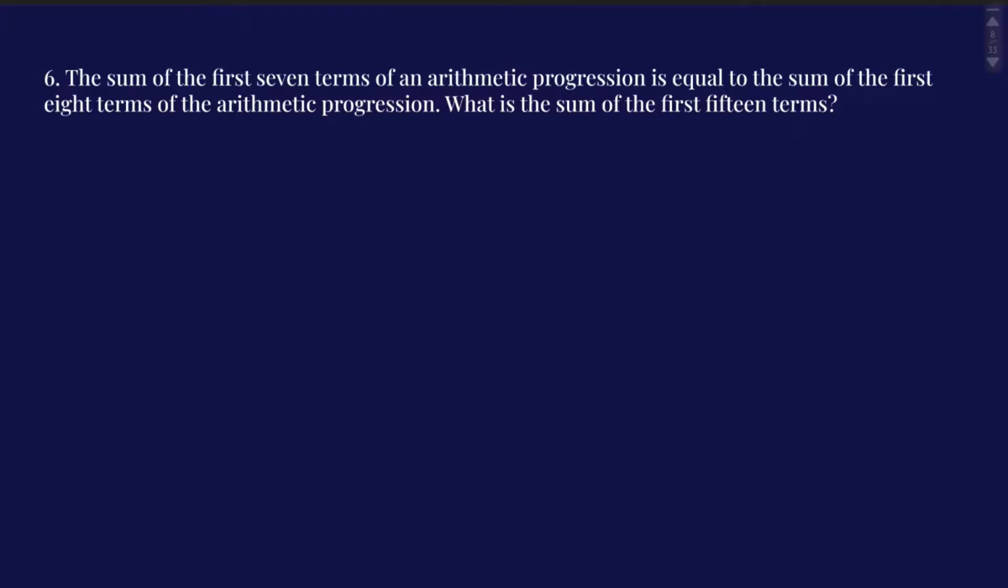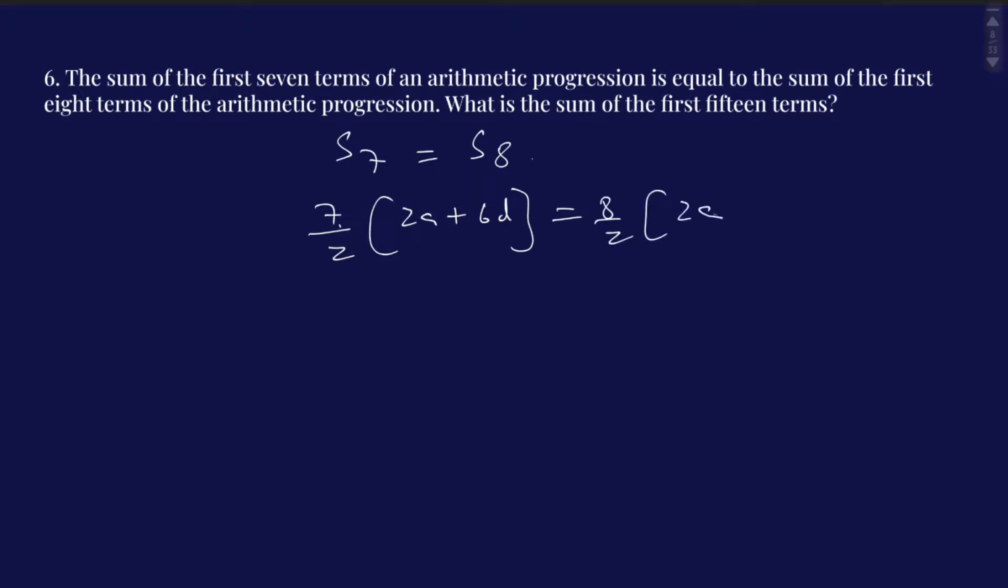The sum of first 7 terms of an arithmetic progression is equal to the sum of first 8 terms of the arithmetic progression. What is the sum of first 15 terms? Okay, so sum of 7 terms is equal to sum of 8 terms. Okay, so n by 2 into 2a plus 6d is equal to, n is nothing but 7, 8 by 2 into 2a plus 7d. So if we cross multiply, 2 will get cancelled, and what we will get is 14a plus 42d is equal to 16a plus 56d.